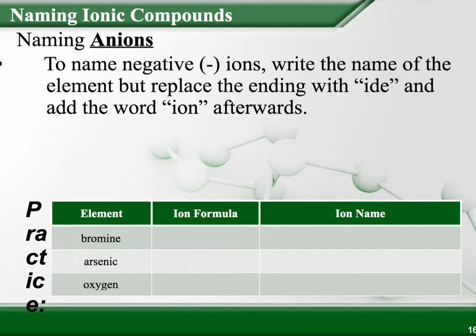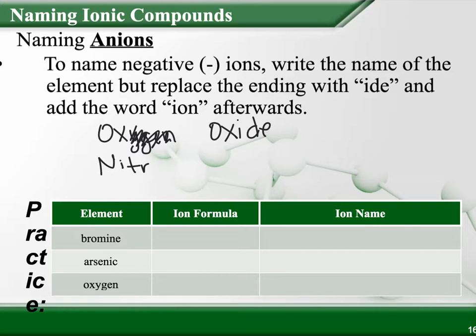Alright, we're talking about the last name now, the anion. This is the nonmetal, or the polyatomic. When we name anions, we're going to write the root of the element, but we're going to change the last piece of that to IDE. So we're going to drop part of the name and replace it with IDE. So oxygen becomes oxide. We're going to drop all of this and add IDE.